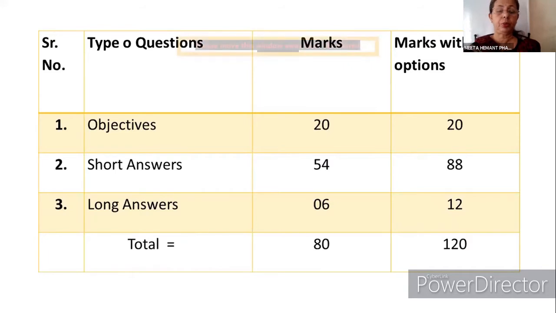Now we come to types of questions. We have objective questions in the paper, which are compulsory, of 20 marks. There is no choice, so you don't have any options for that. So it's just 20. Then short answers, you have them for 54 marks, and option marks will be 88. Then you have long answers, which are compulsory 6 marks and optional marks are 12. So total we have an 80 marks paper again, optional marks are 120.